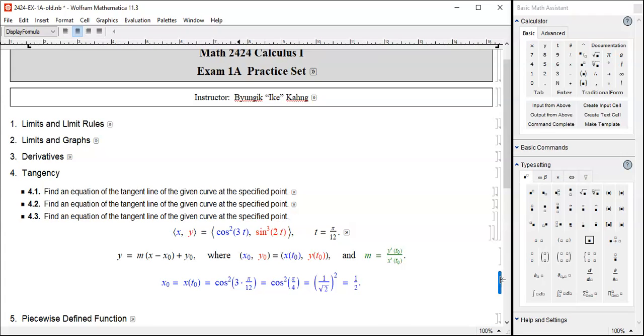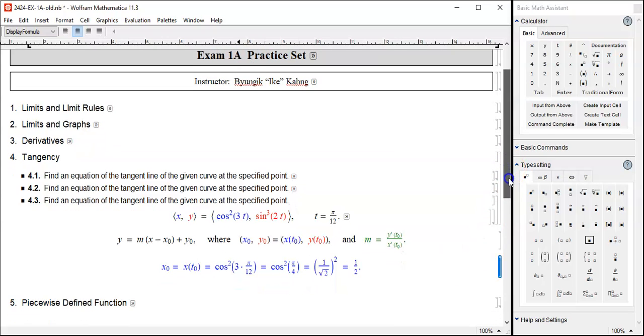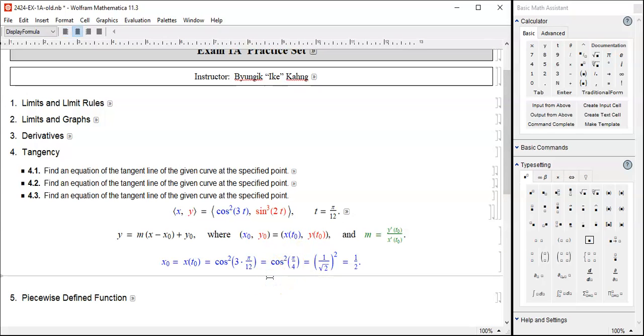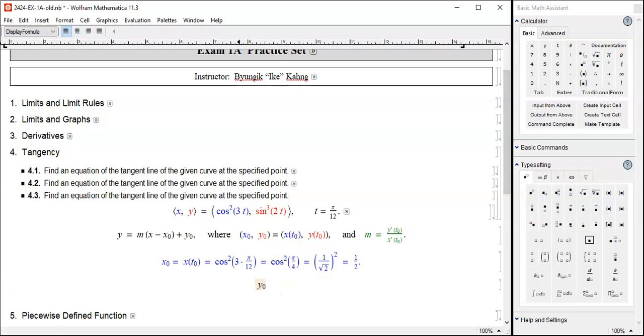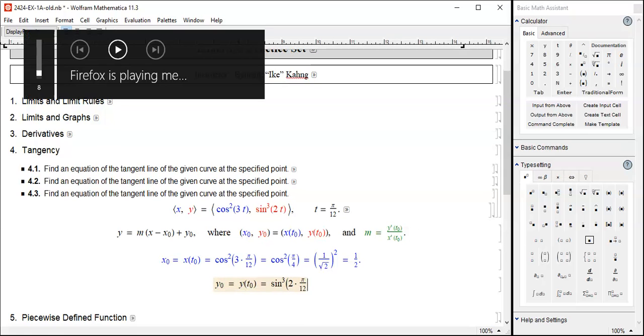Blue. I can leave the computation to you for y0, but let's do this. If you want to try on your own, you can stop this playback and try it and then come back later on. And that is sine cubed of 2 times pi over 12, right? You're plugging in pi over 12.